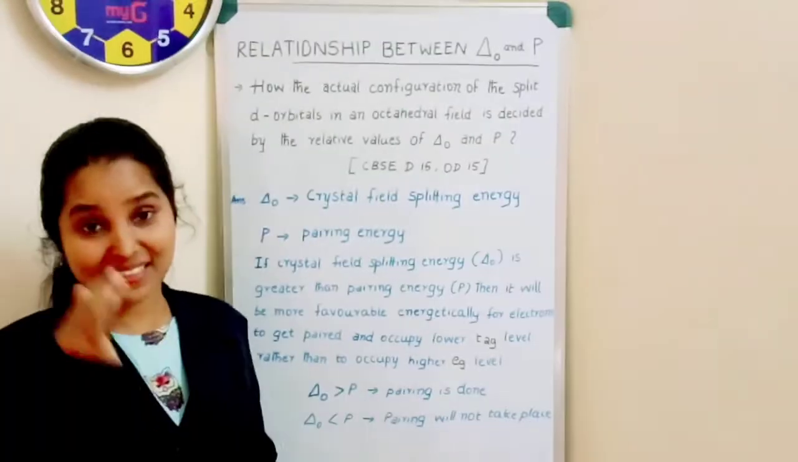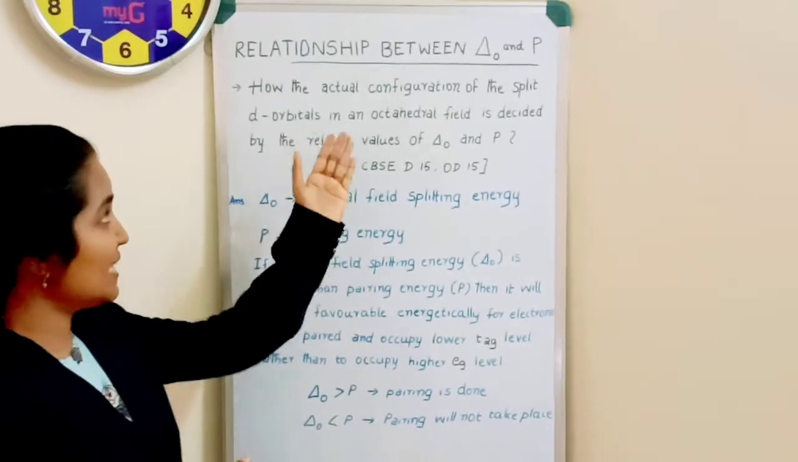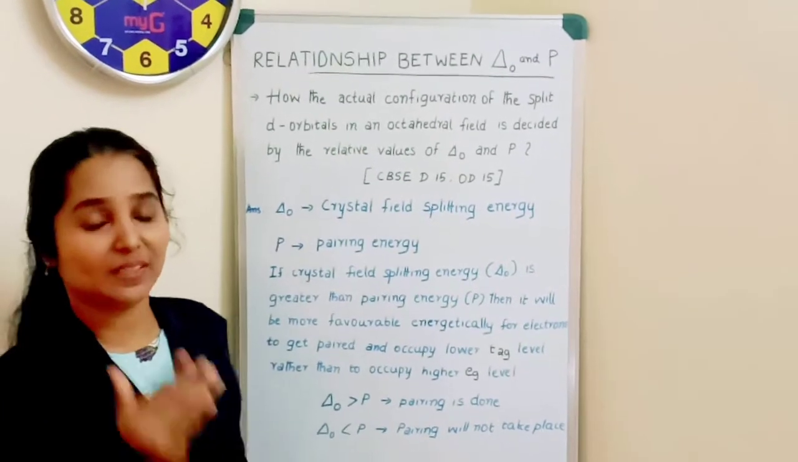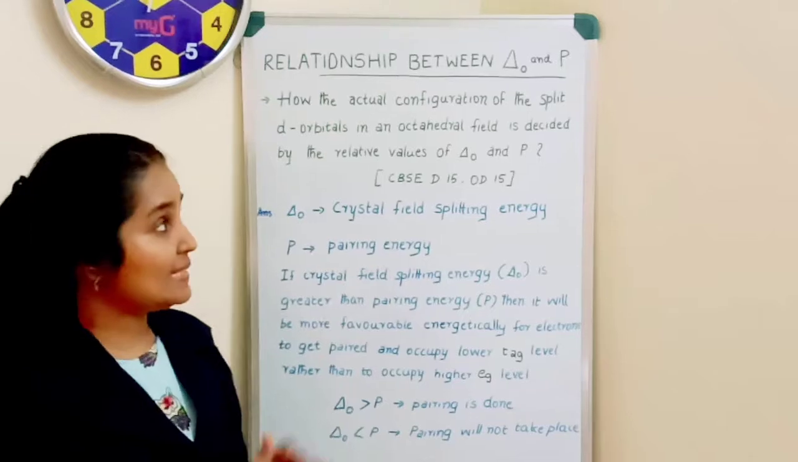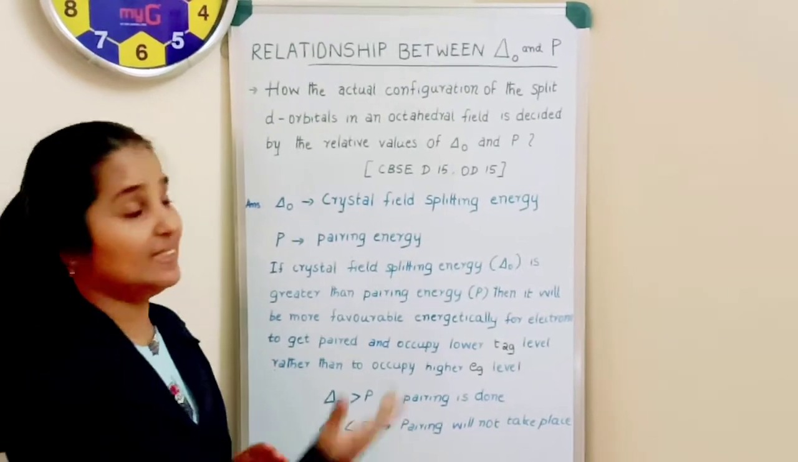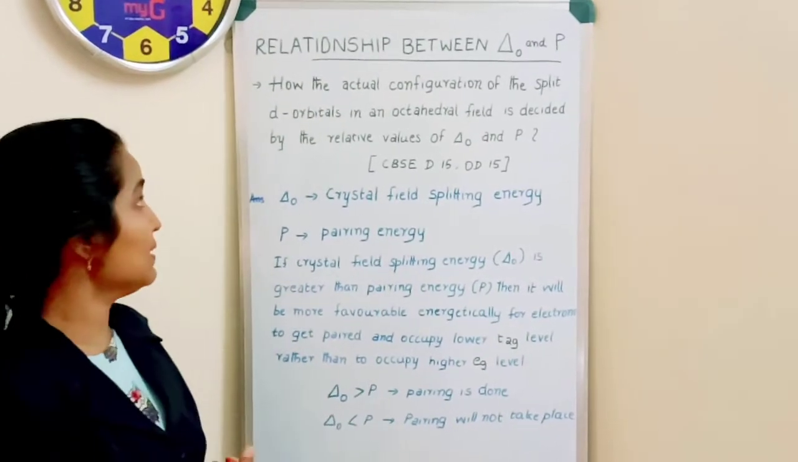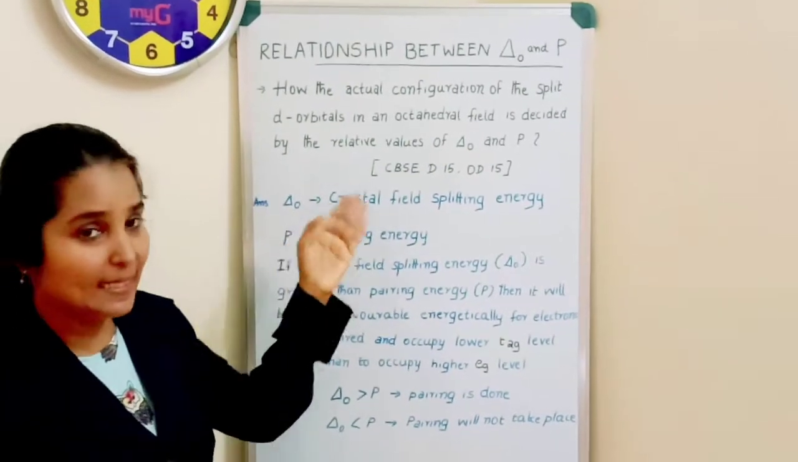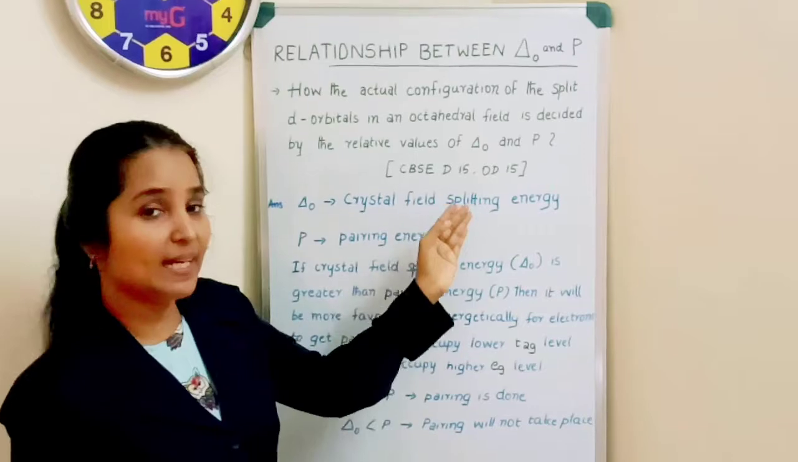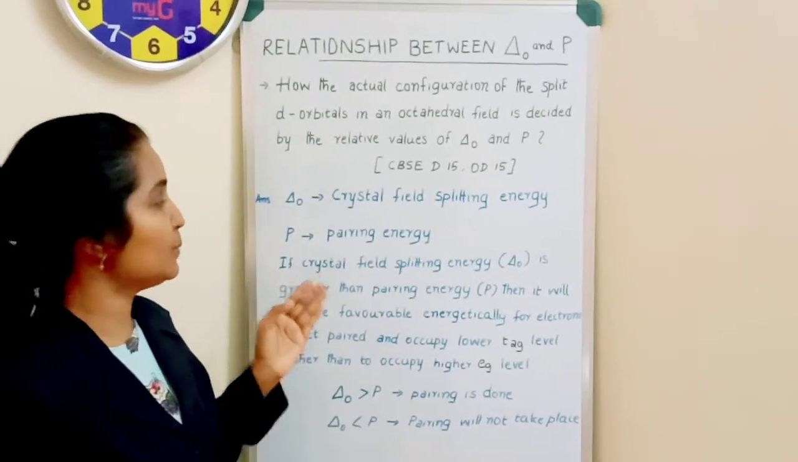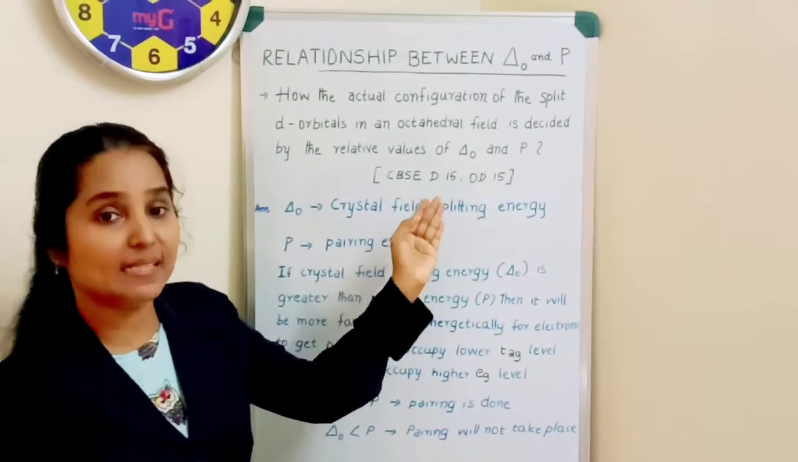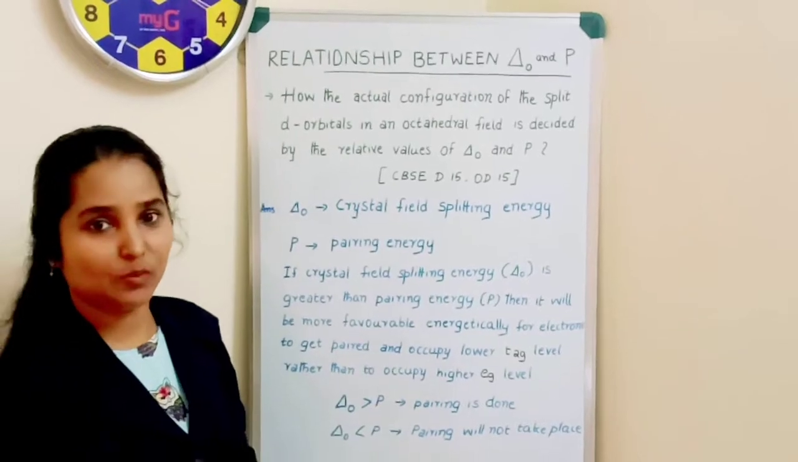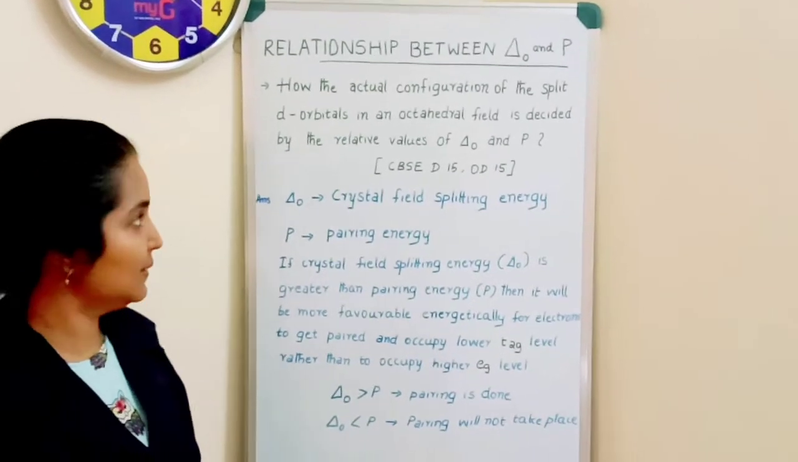Let's move on with another important aspect of crystal field theory, that is the relationship between delta naught and P. This is also an important part and it is an FAQ. Let's see the question. How is the actual configuration of the split d orbitals in an octahedral field decided by the relative values of delta naught and P? What is the meaning of the question?